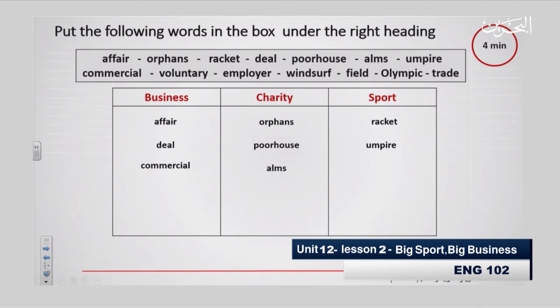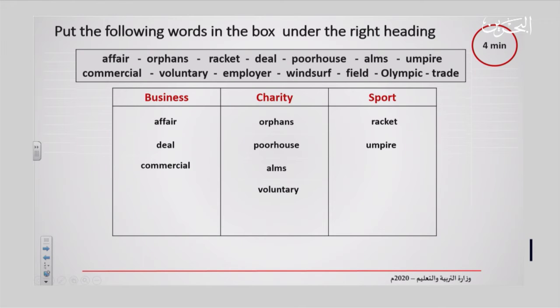For commercial, it goes under business, because commercials also always relate to business. Let's go to the next word, voluntary. Voluntary goes under charity, because when you volunteer or when you do voluntary work, it means you do it without expecting any money in return. So it is for charity.